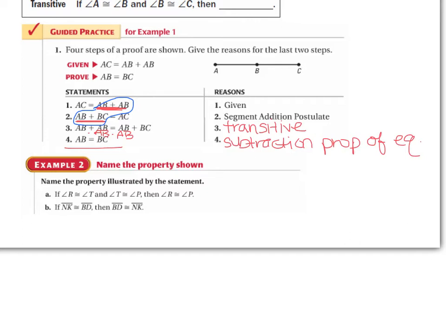All right, in example 2, we're going to name the property shown. So here it wants to know if it's reflexive, symmetric, or transitive. So we have in A, angle R is congruent to T, angle T is congruent to P, so then R is congruent to P. So one, two, three, so this is transitive, where the first thing is congruent to the last. Then we have NK is congruent to BD, and BD is congruent to NK. So basically, they just flipped the order. So that is symmetric. It's the same on one side as the other.